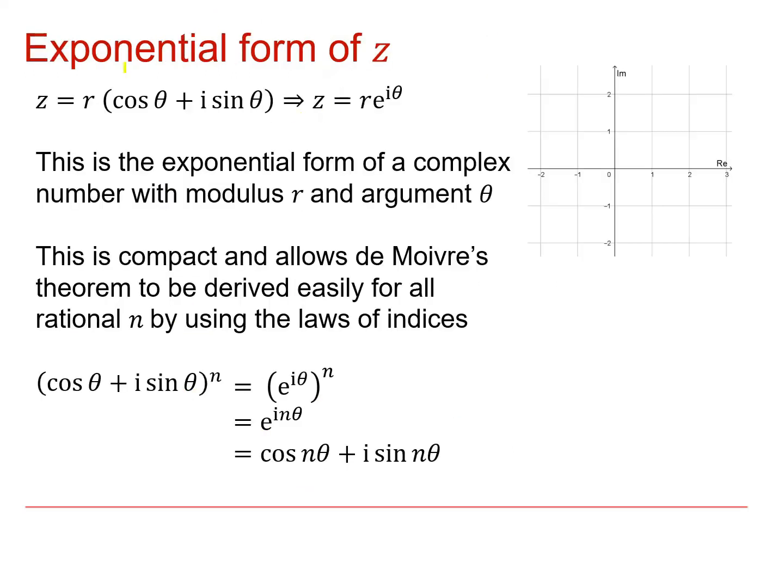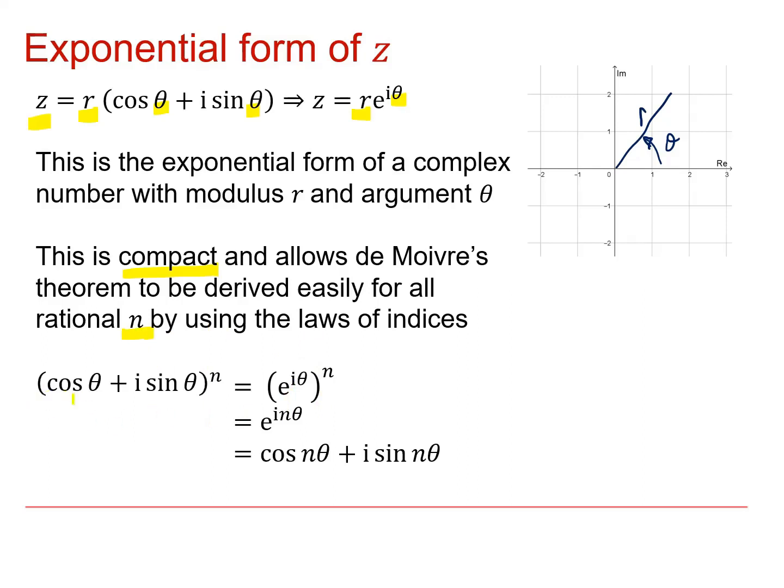So in summary then, if we've got a complex number z and we know its modulus and its argument, we can just write it in this form. There's the modulus, there's the argument. So on an Argand diagram, this would be something like this, where that's the modulus and that's the argument. This form, r e to the i theta, is very compact, and it allows us to derive de Moivre's theorem for rational n by using the laws of indices, as you can see here.